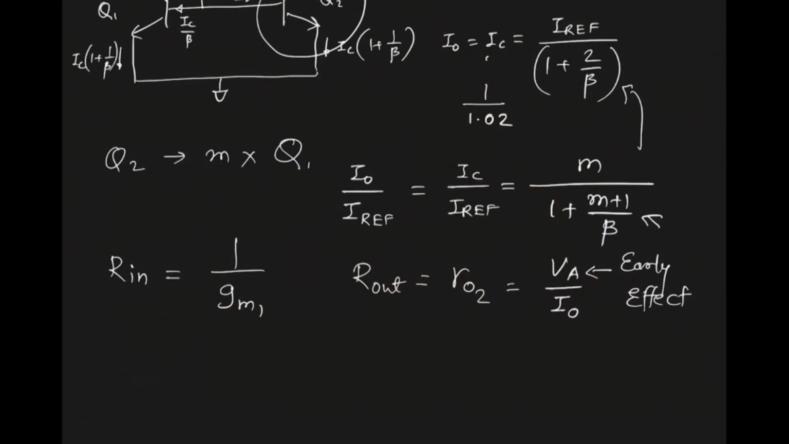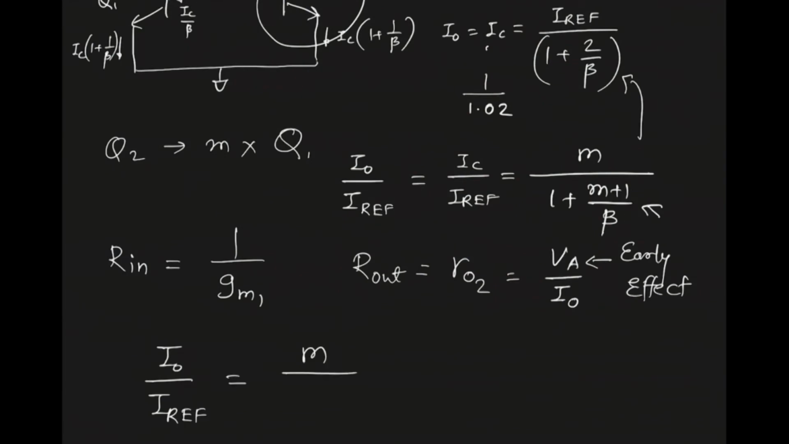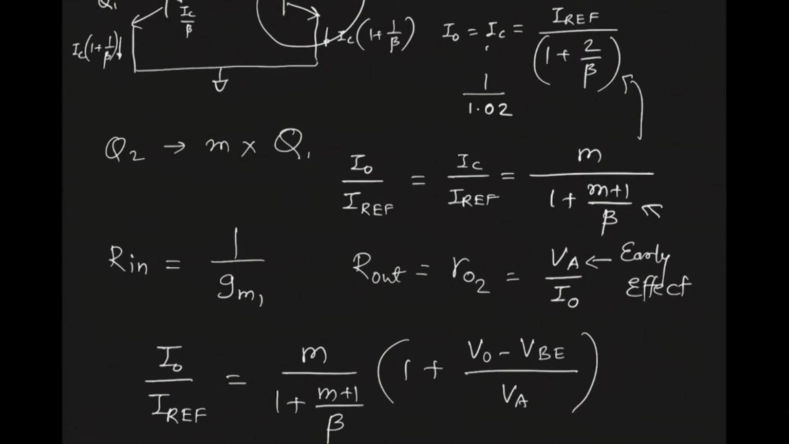Okay, so if you take into account the early effect, then similar to the MOSFET case, if you remember, in the MOSFET case we had this 1 plus lambda and the difference in the drain voltages. So similarly here you can have difference in the collector voltages, and instead of lambda you will get reciprocal of the early voltage. Okay, I'll write the equation and it will become obvious. Okay, so I0 divided by IREF equals M divided by (1 plus (M plus 1) divided by beta). Okay, and along with that you will have this factor (1 plus (V0 minus VBE) divided by VA). This equation you may get surprised, but let me explain it to you.